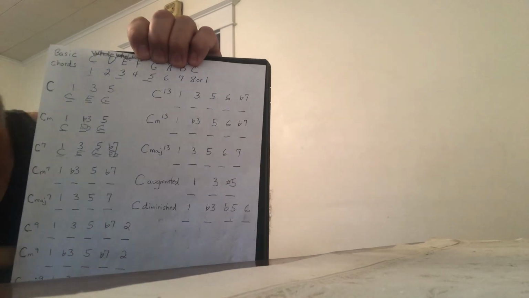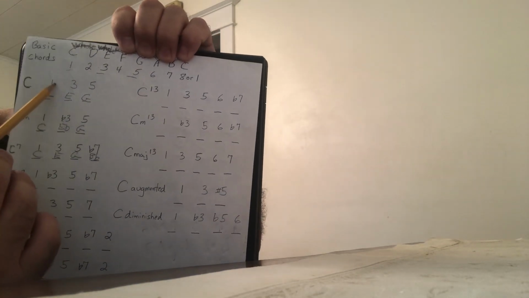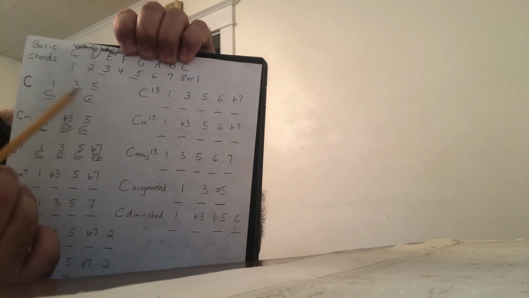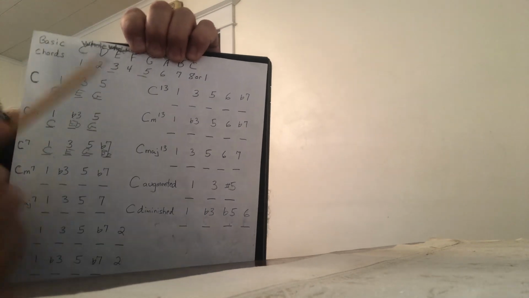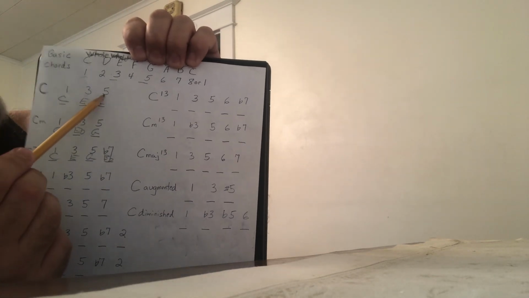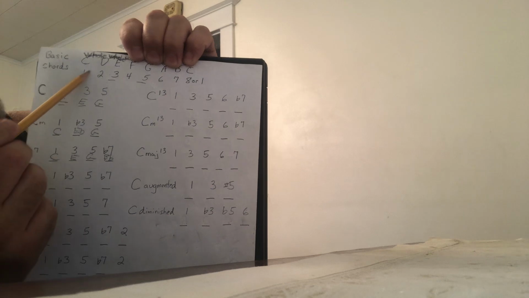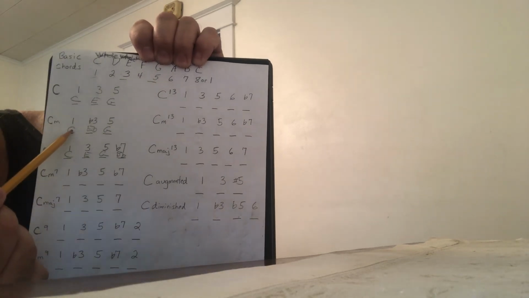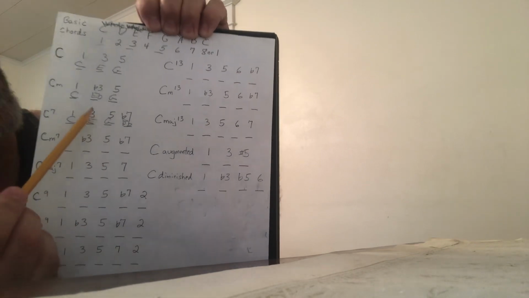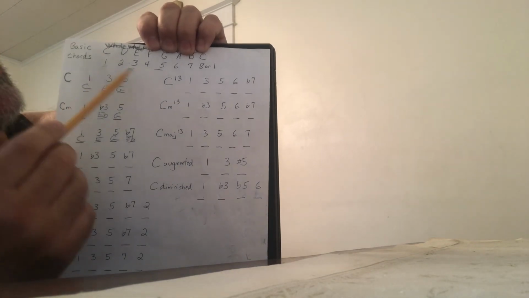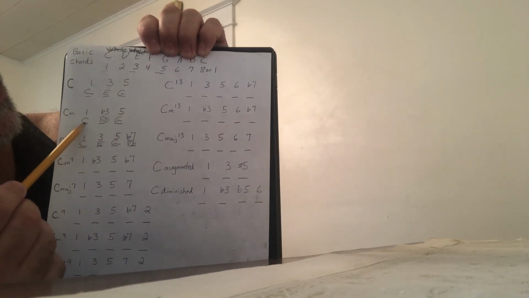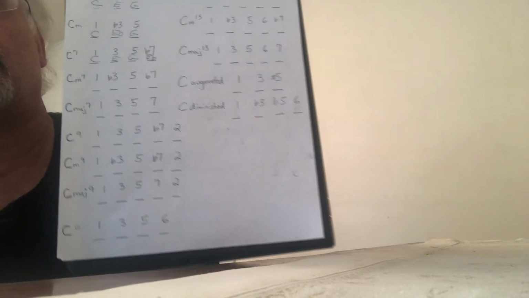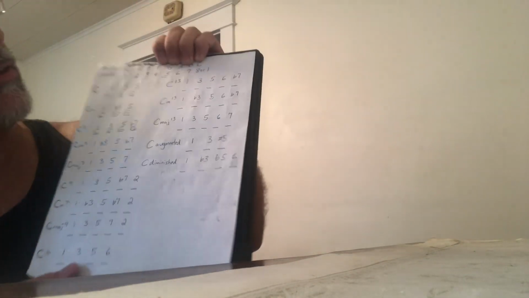And quick recap, the structure for a major triad uses the first, the third, and the fifth. That's why you write the C, the E, and the G. It's the same with C minor. It's also the first note, the third note, and the fifth note, but you write C, E flat, G.